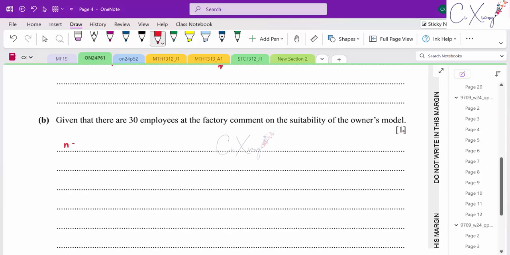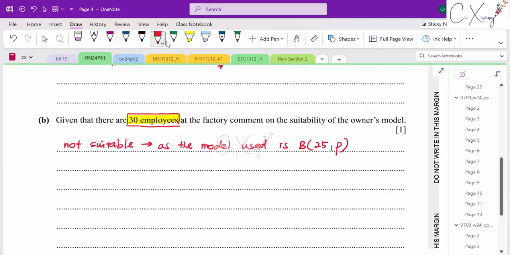So let's say you feel that it is not suitable because of 30 employees, but we are using 25 to calculate and carry out the test. So you can just tell them that it is not suitable, because the model that we use is 25p. But now you are having 30 employees, therefore using this to carry out the test is not a suitable one. If you give this as an example or answer, then you will be given 1 mark.